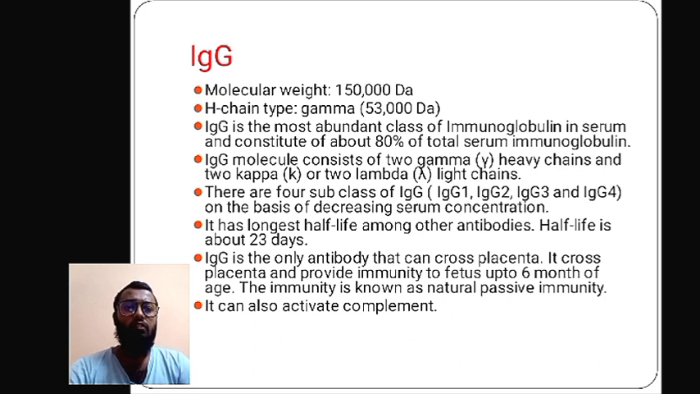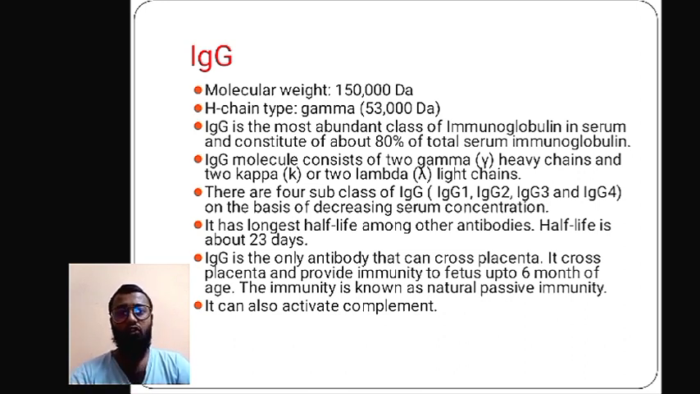The immunoglobulin G or gamma immunoglobulin has a molecular weight of 150,000 Dalton, and the heavy chain is 53,000 Dalton. IgG is the most abundant class of immunoglobulin in serum and constitutes about 80% of the total serum immunoglobulin. So students, remember that IgG is very high in number, and this IgG is made up of 2 kappa and 2 lambda chains.